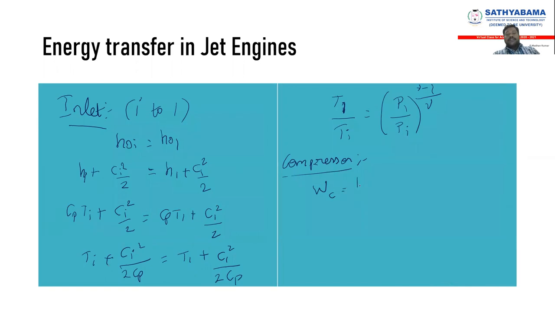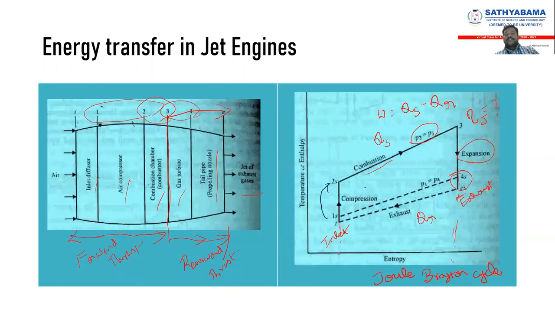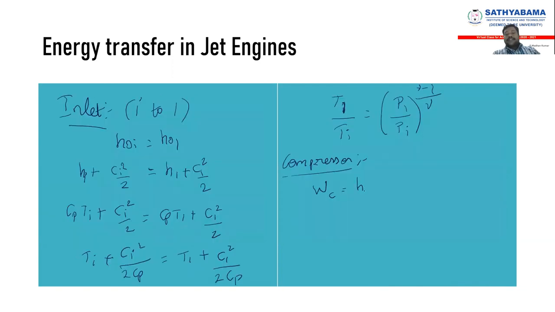When you are considering work done of the compressor, you have to find the total enthalpy. Enthalpy has been raised in the compression process, so you have to write total enthalpy as H02S minus H01S. That is total enthalpy of stage 2 minus total enthalpy of stage 1. This is nothing but the overall work done of the compressor.